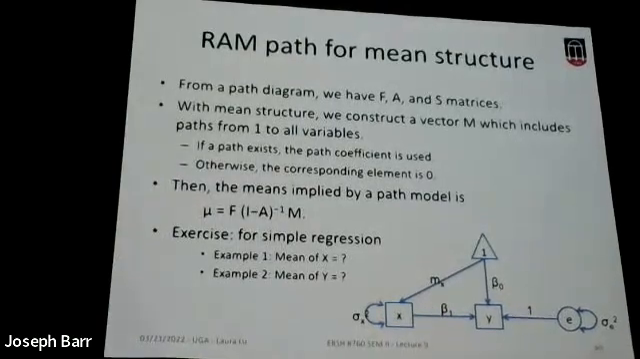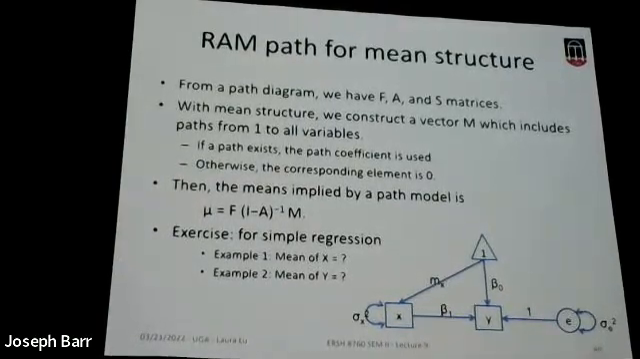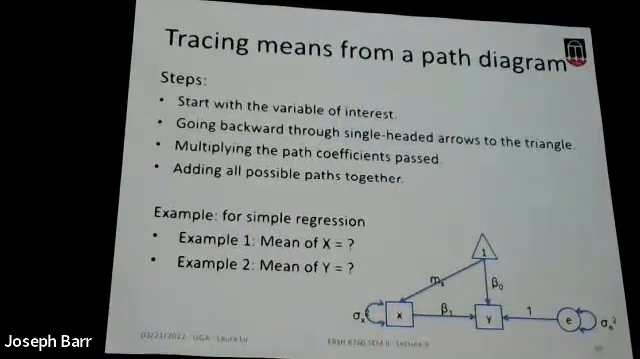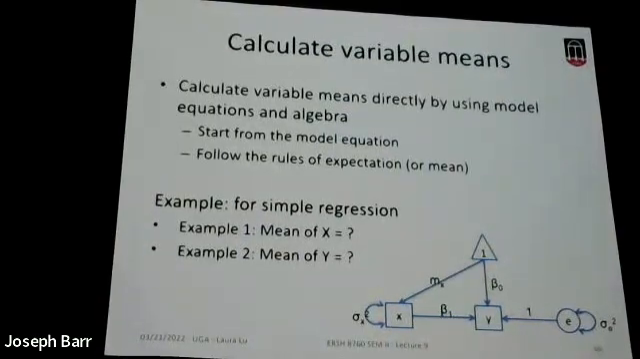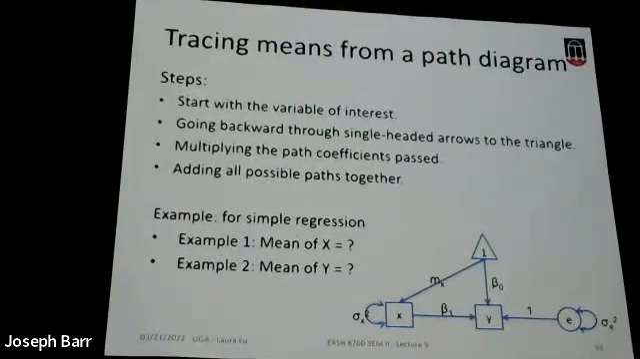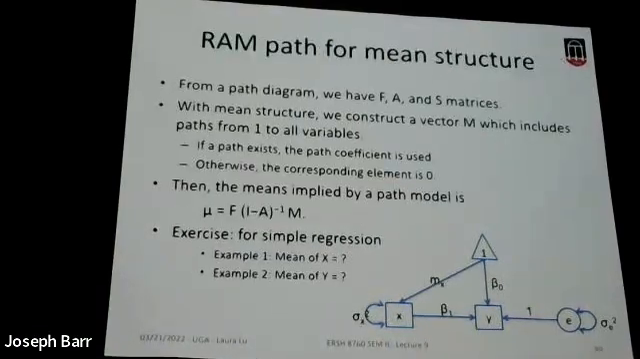So we have 3 ways to calculate the mean: algebra calculation, direct calculation, tracing method, and the RAM matrix calculation. All these methods support the same mean of X and the same mean of Y. Same thing, if you have a mediation model or multiple regression, you can just follow this way and do the derivation.